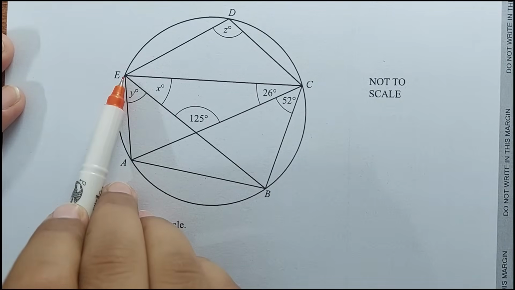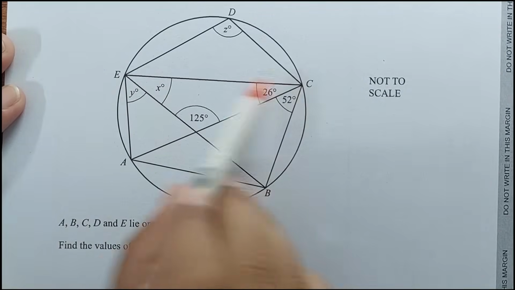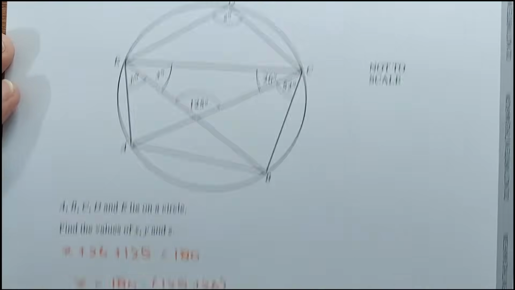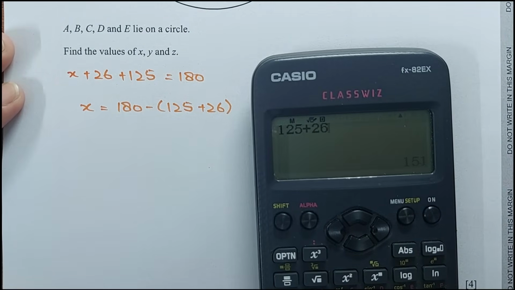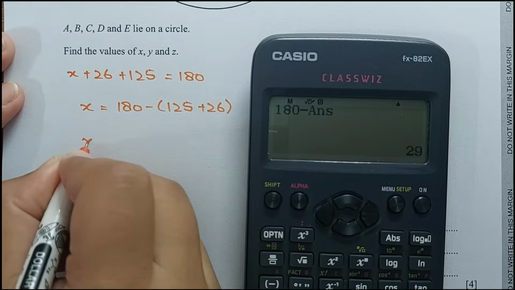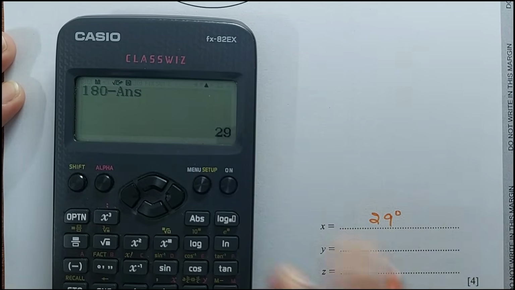For X, we consider this triangle. The sum of all three angles of a triangle adds up to 180, right? So we can say X plus 26 plus 125 equals 180 degrees. So X is 180 minus the sum of 125 and 26. 125 plus 26 is 151. 180 take away 151, so the X value is 29 degrees. We got X, which is 29 degrees.